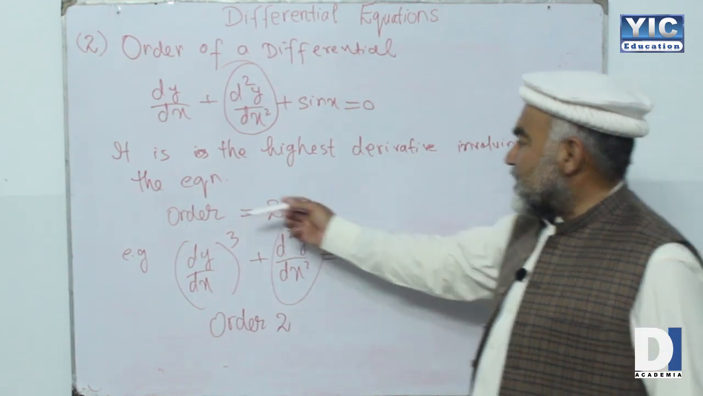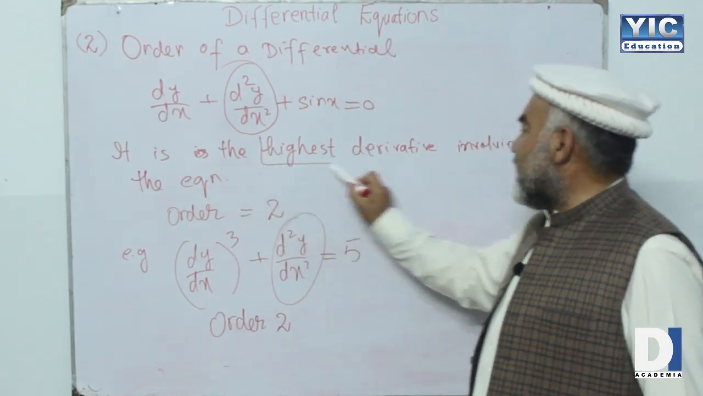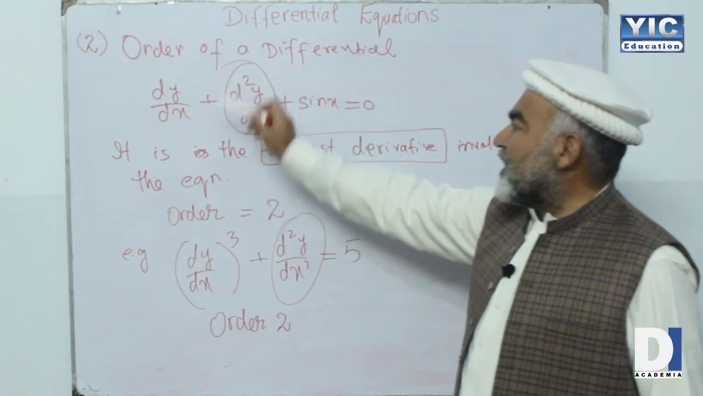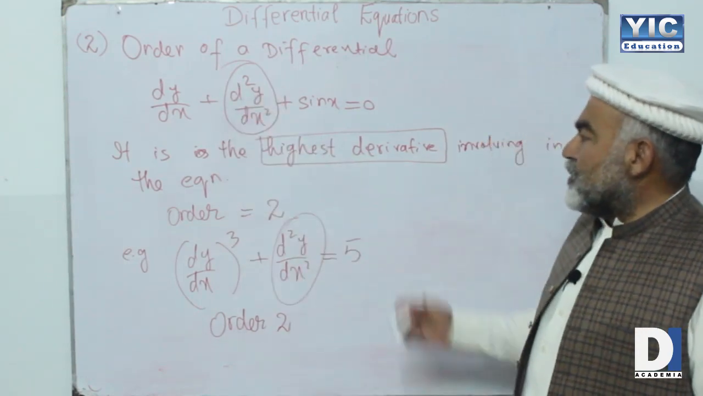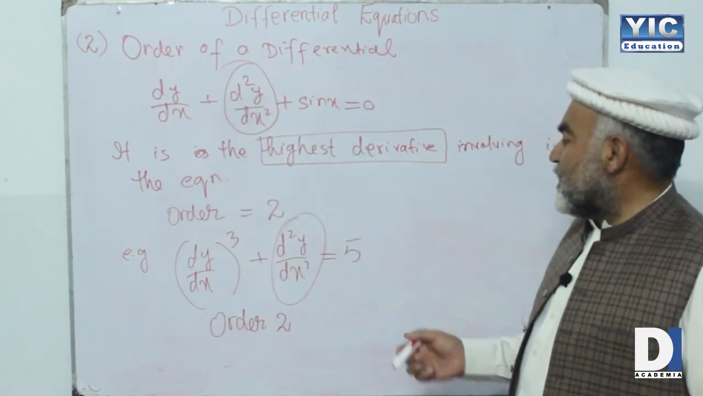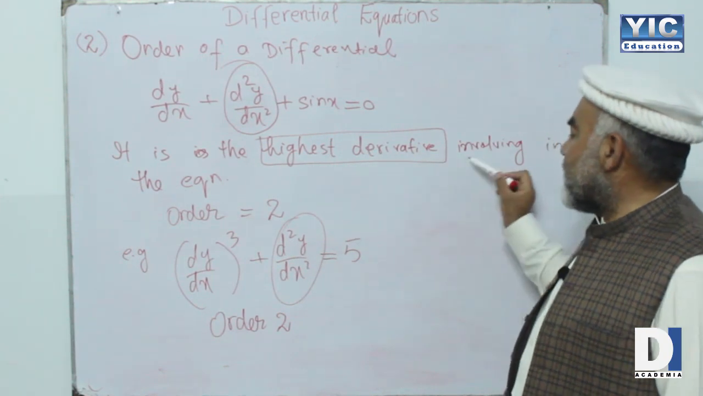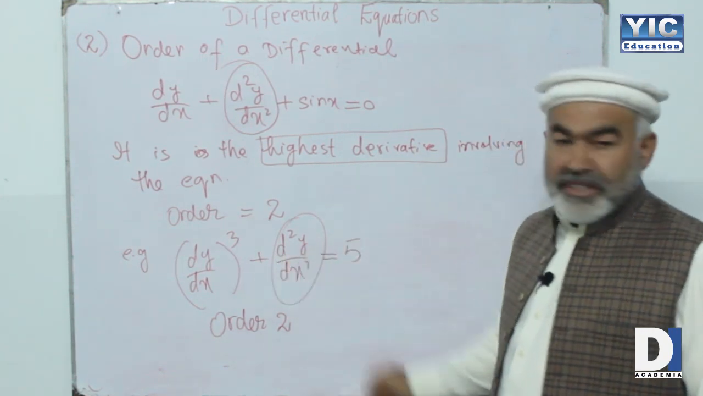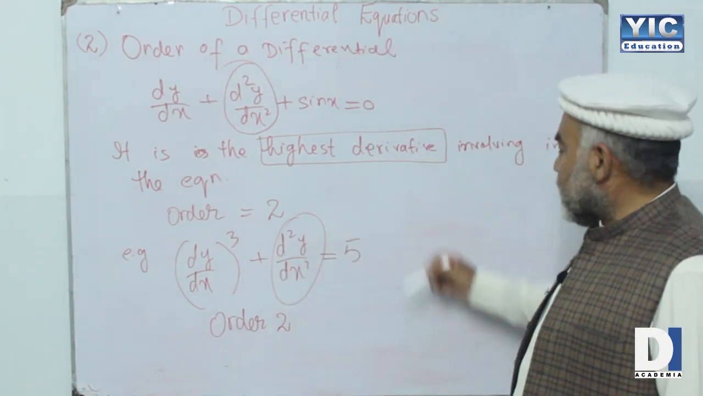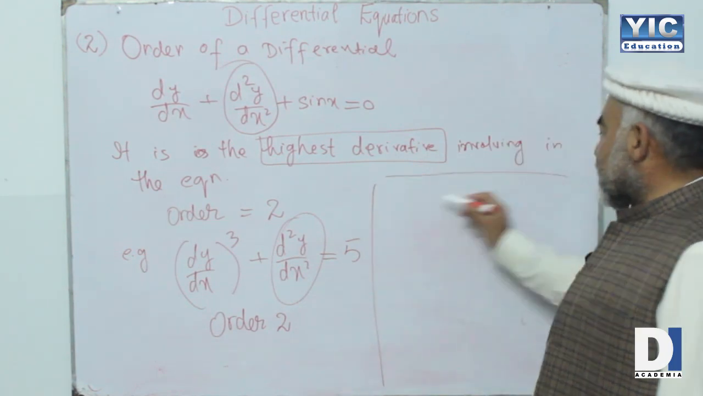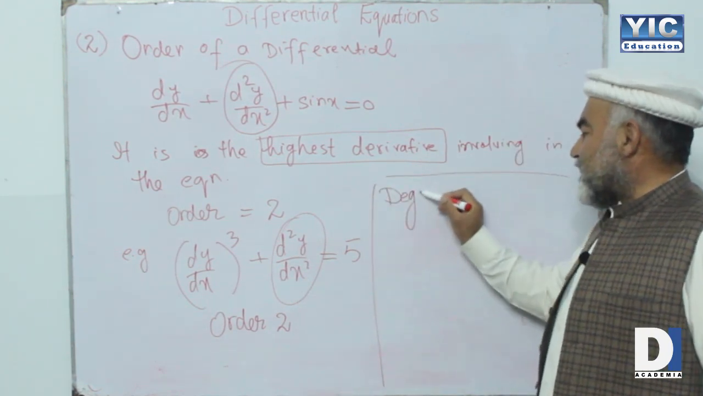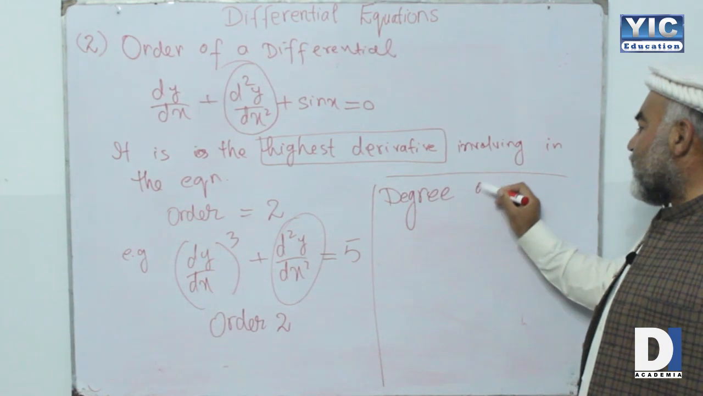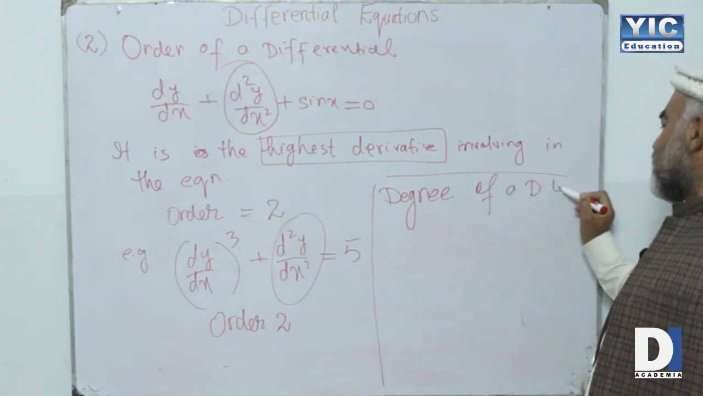So just remember that it is the highest derivative. Okay, what is the order of a differential equation? We will use it in future work. So it is the highest derivative involving in the differential equation. Okay, now the degree is again related with this, not a big definition. Degree of a differential equation.